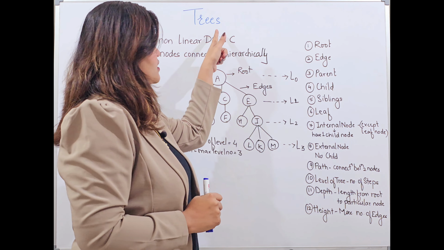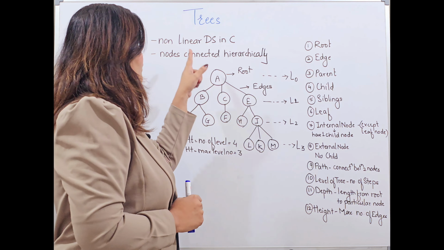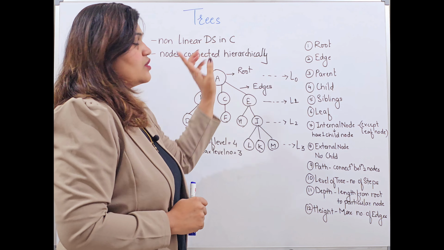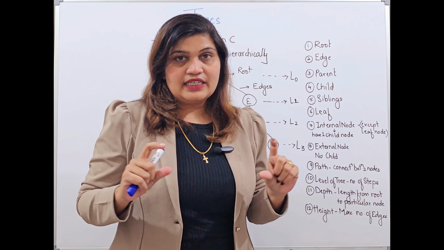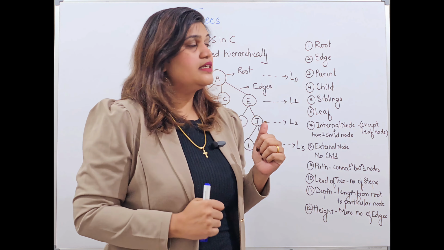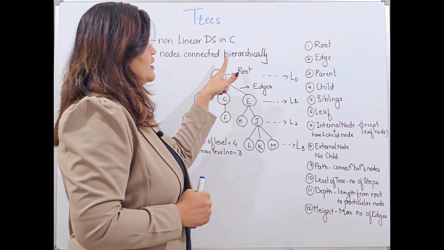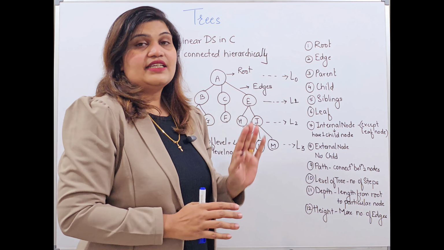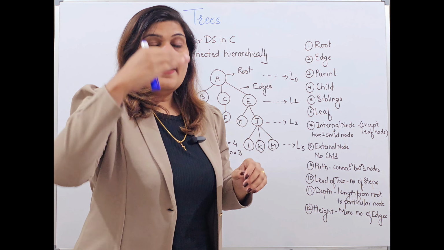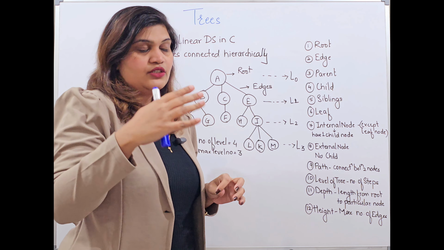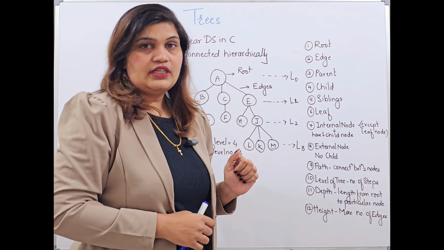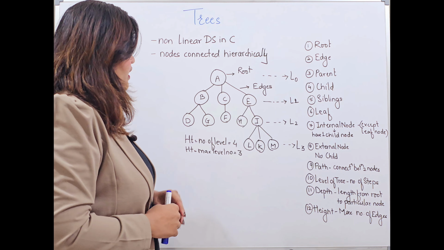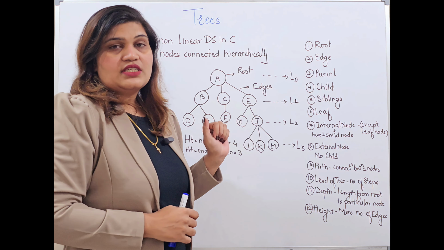But here in trees, the concept of trees says non-linear data structure. That means here in this case, data will not be stored linearly in a sequence. So how is this data stored? Nodes connected hierarchically. So here data is connected not sequentially but in a level hierarchy. As you can see here, I have drawn a structural representation of a tree, which is very easy to understand. We go step by step to understand this.